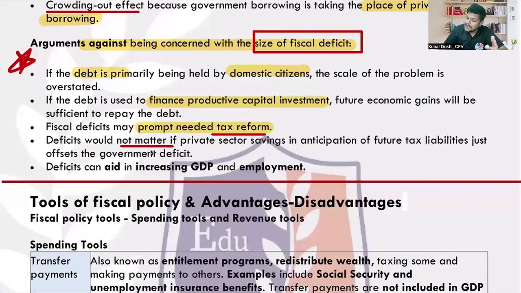And it would not matter if the private sector savings in anticipation of future tax liabilities just offset the government deficit. By the way, this is called Ricardian equivalence also. What does it mean? It means that the government is borrowing at the cost that people will spend. But if people are not spending, they will keep on saving more because they are worried about the future taxes. So the private sector savings will increase, and that will exactly match the government borrowing.